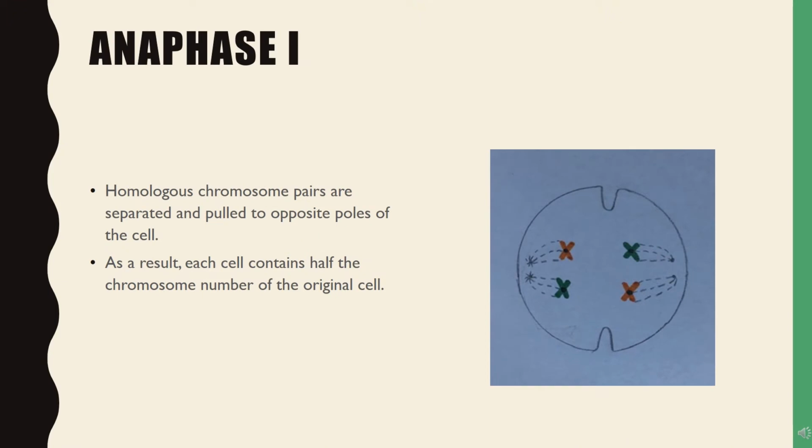The third stage of meiosis is anaphase 1. The homologous chromosome pairs are separated and pulled to opposite poles of the cell. As a result, each cell is now haploid, which means it contains half the number of chromosomes as the original cell.